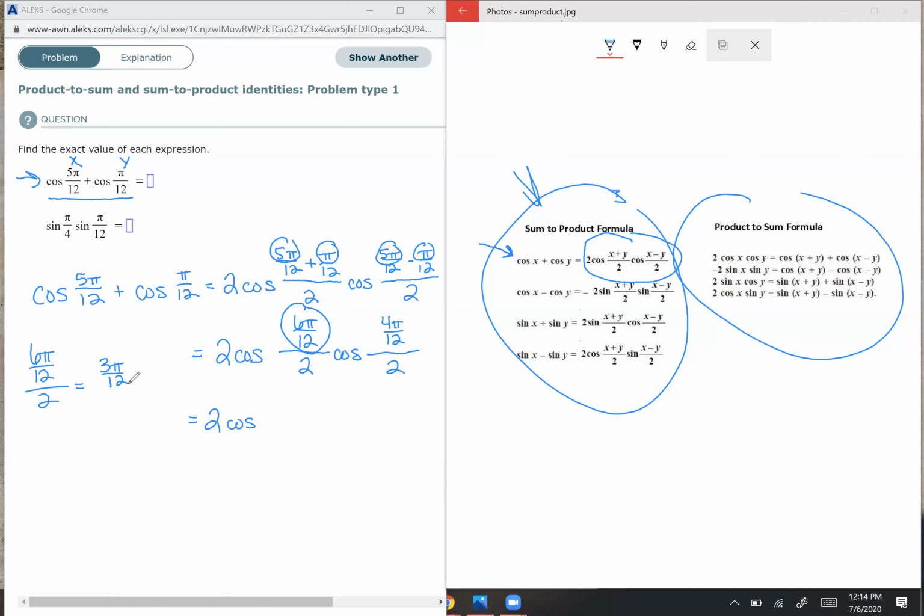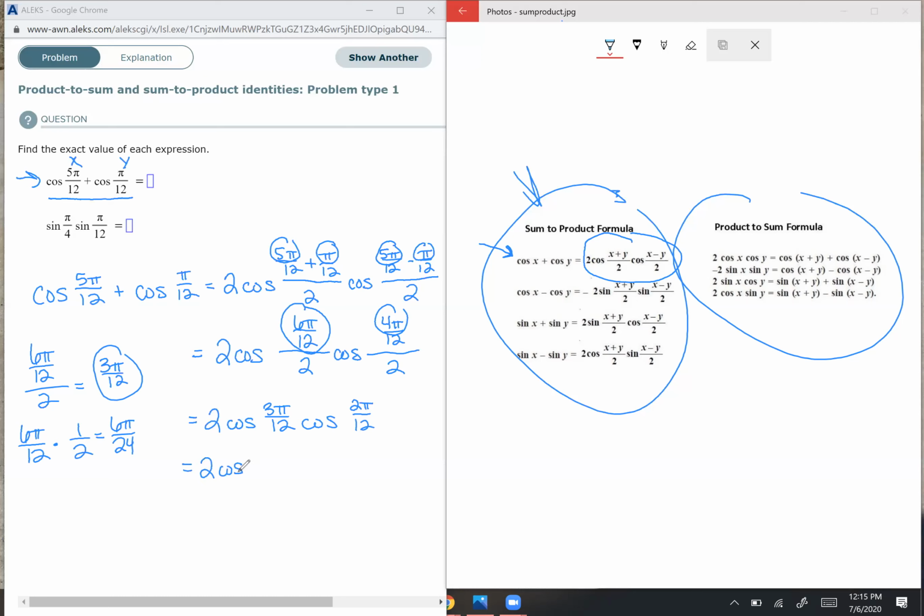Remember, you could also flip and multiply. You could do 6 pi over 12 times 1/2 and get 6 pi over 24. And that does simplify to 3 pi over 12. So either way you look at it, we're cutting that in half and getting 3 pi over 12. I haven't reduced yet. Let's do the same thing here. I have 4 pi over 12. I want to cut that in half. So now I have 2 pi over 12.